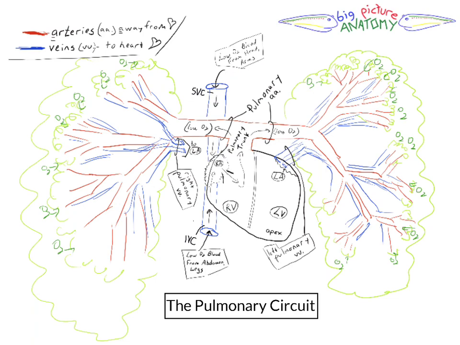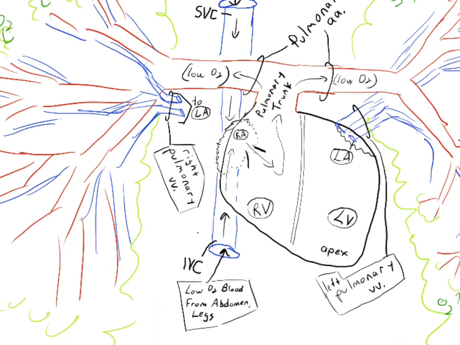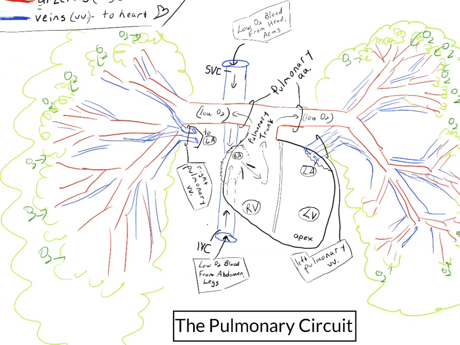From the right atrium, zoom in a little bit, we can see that the blood then goes through what would be the tricuspid or right atrioventricular valve into the right ventricle, where that blood then is pumped out through the pulmonary trunk and then splits into a left pulmonary artery and a right pulmonary artery. From there, the blood continues on out to the lungs.